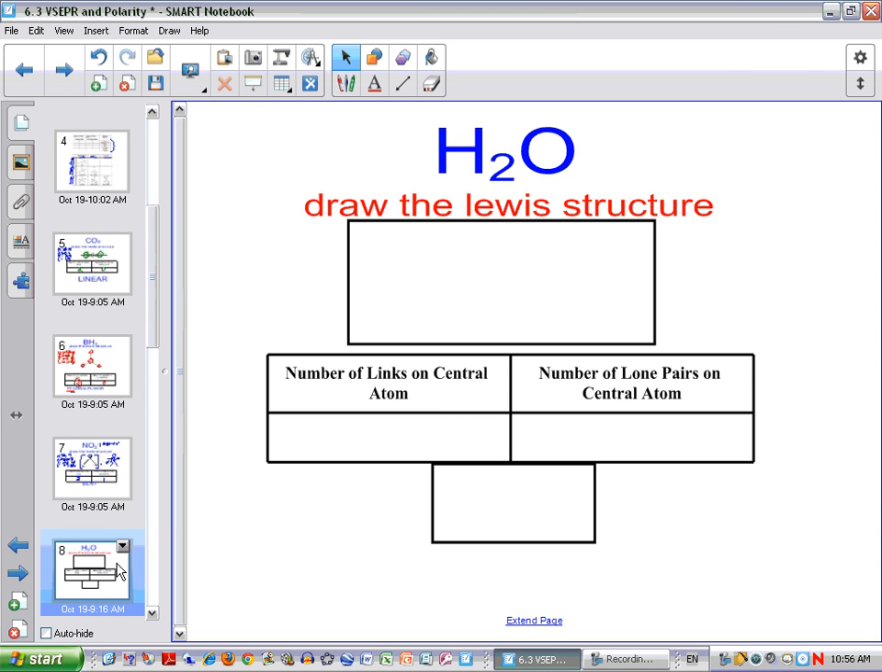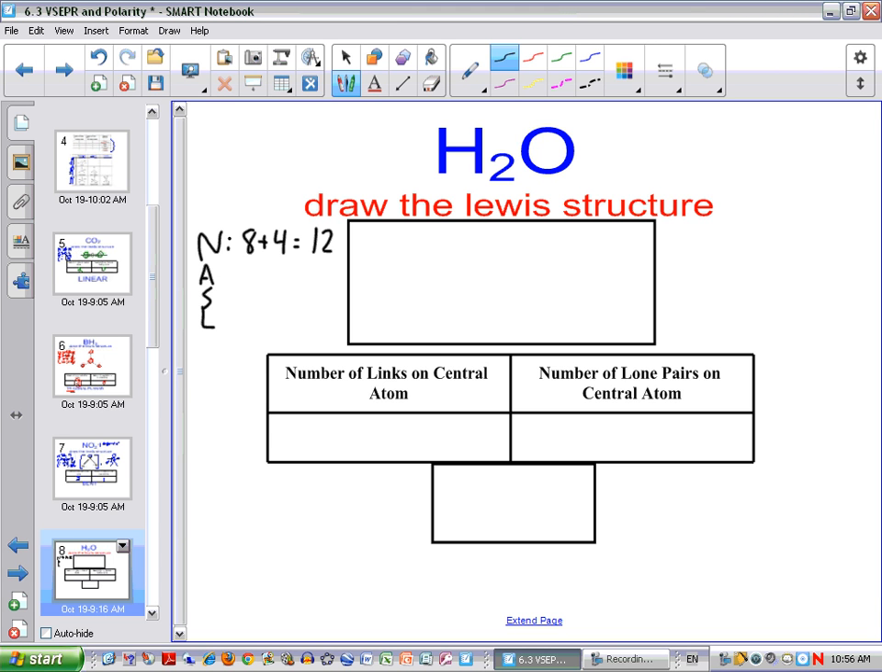Here's water, H2O. Let's look at its structure. Let's NaSL it really fast. NaSL. I got 1 oxygen that needs 8 plus 2 hydrogens that each need 2. That's 12. 1 oxygen that needs 6 plus 2 hydrogens that each have 1. That's 2, so that comes out to 8. N minus A is 4, so that's 2 bonds. A minus S is 4, so that's 2 lone pairs.